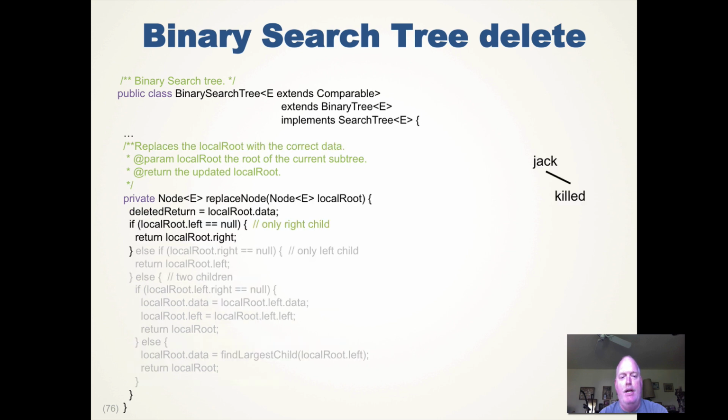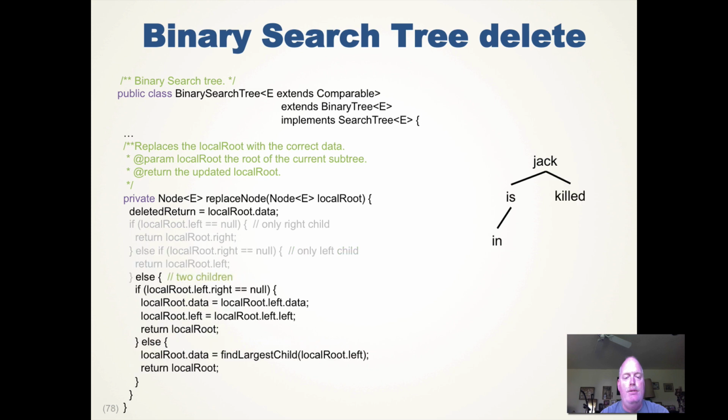So this is where we've got to decide how to remove the local root's data. First off, we remember the data that we're removing. We assign it to the deleted return. And so if the local root's left is null, that means we only have a right child, so we return that right child. So we're basically deleting Jack from the tree and returning its right child, so that Jack is now removed, and then the right child will be assigned to what was Jack. Else, we only have a left, so the right is null, so we return the left. Again, we're removing Jack, and we return the left, so that will be assigned to whatever Jack was.